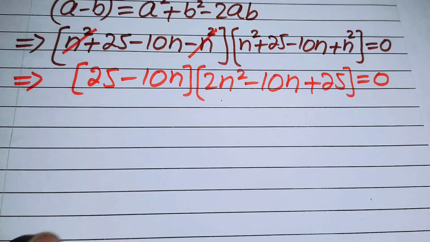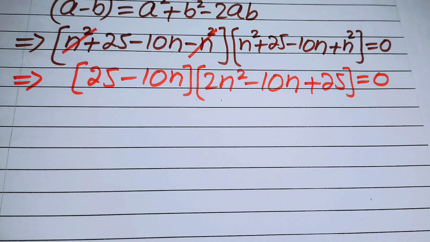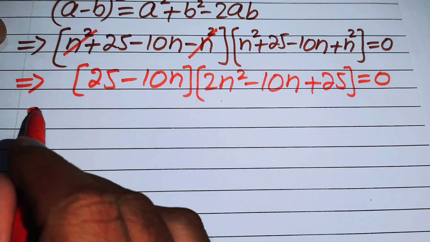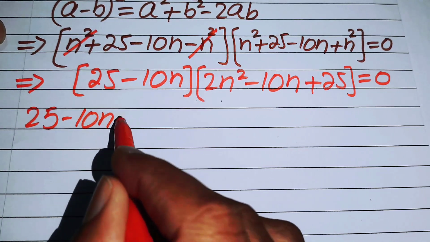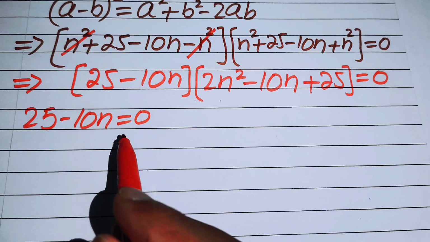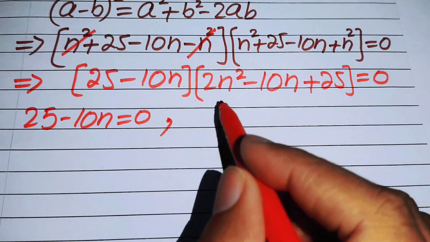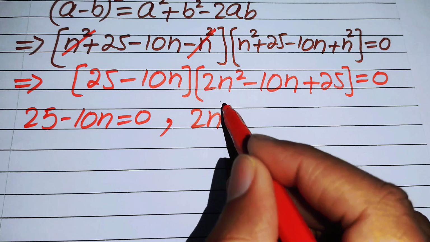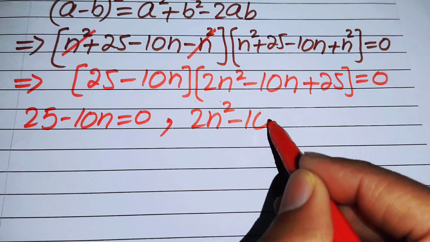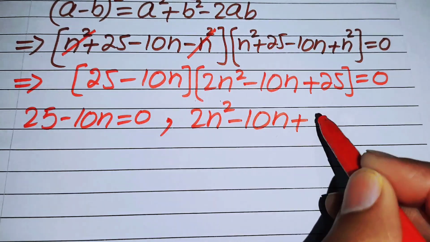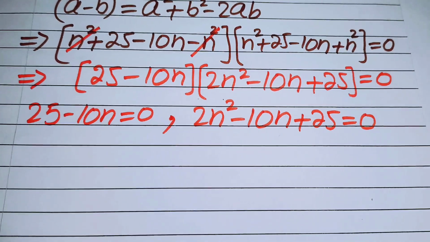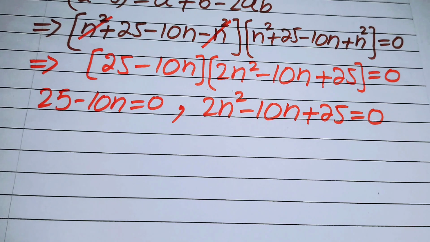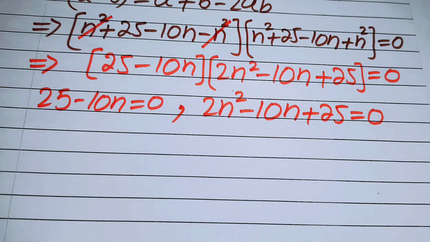So in the next step we have two cases. The first case is we write 25 minus 10n equals 0, and the second case is we write 2n squared minus 10n plus 25 equals 0. Now we solve these two cases and we get the value of n.